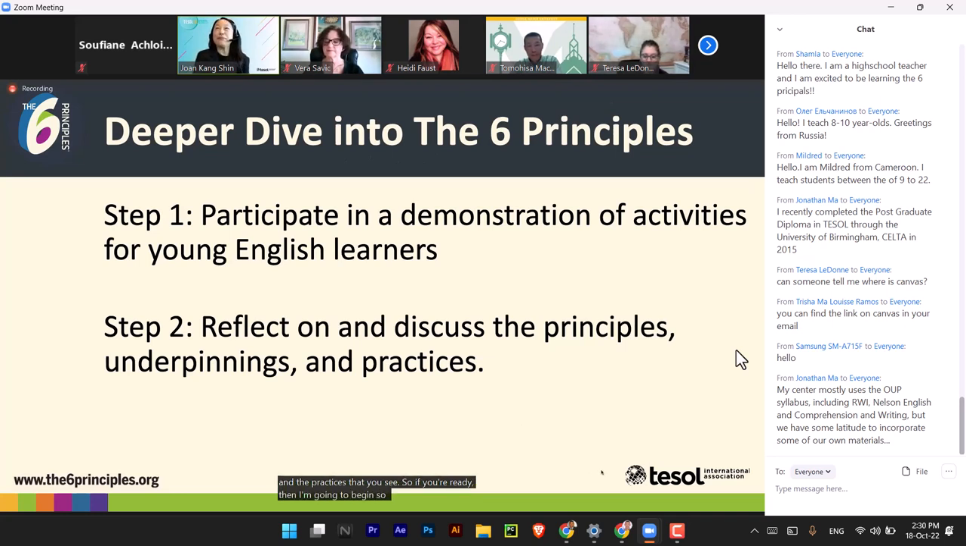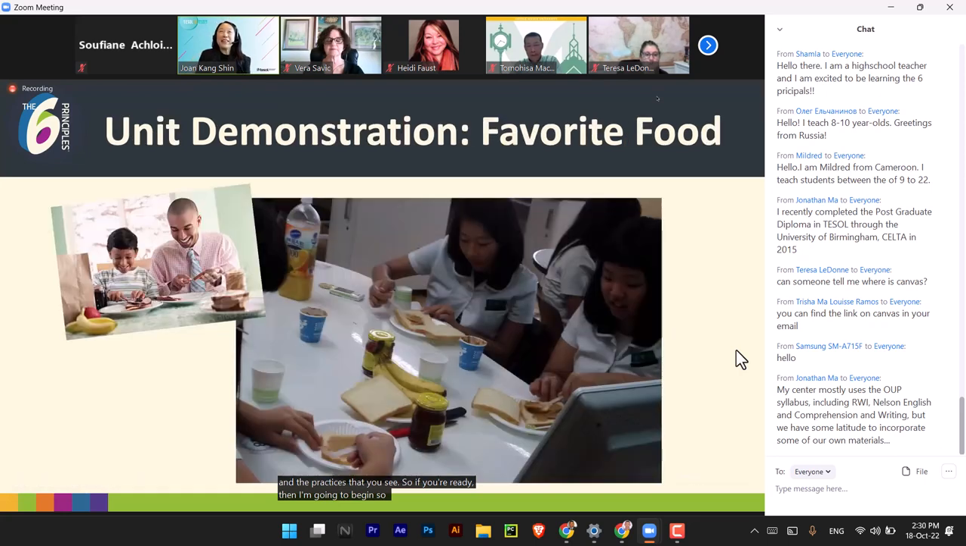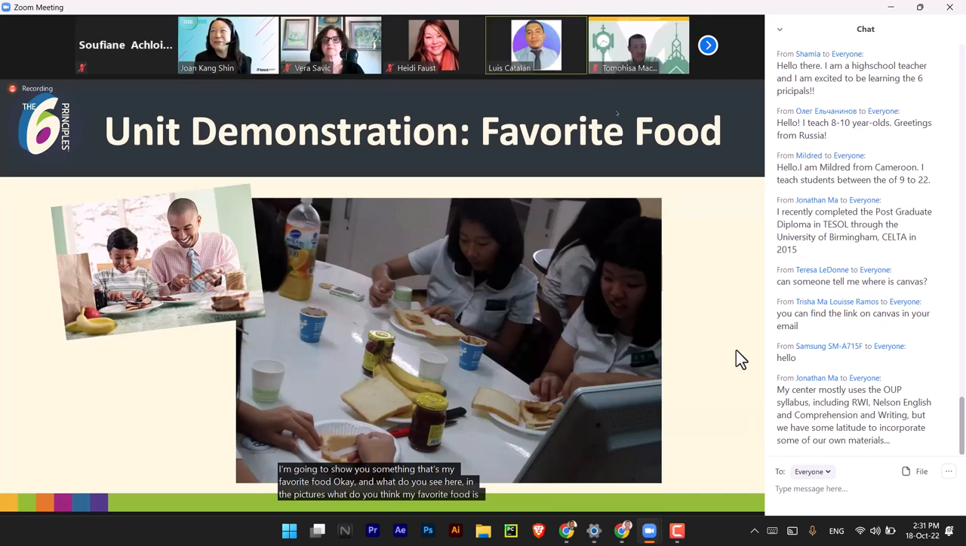So first, I want to show you a demonstration that can be embedded in a unit about favorite food. And so I'm going to show you something that's my favorite food, okay? And what do you see here in the pictures? What do you think my favorite food is? Sandwiches. Aha, sandwiches. Any particular kind of sandwiches? Something sweet.